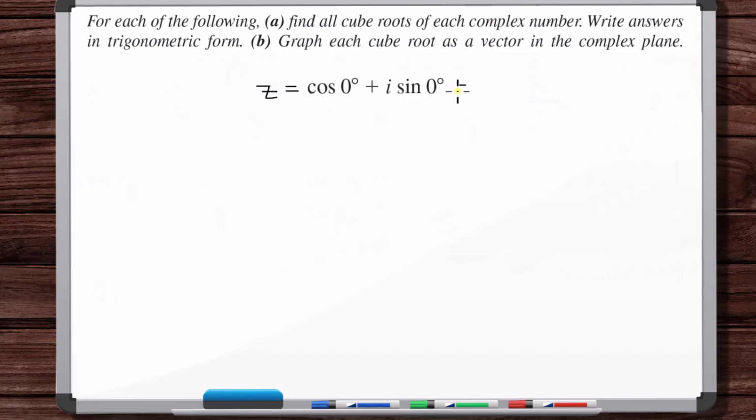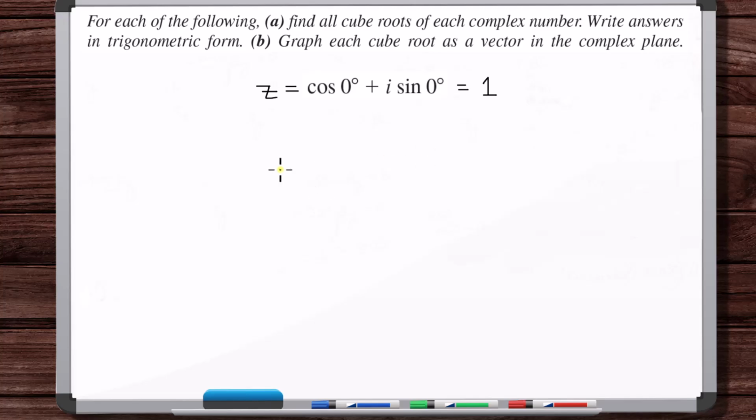So, okay, here's this complex number. Let's put it in rectangular form. So cosine of 0 is 1. Sine of 0 is 0. So this is just the number 1. But if you want to be more specific, it's 1 plus 0i as a complex number, but we'll just leave it as 1.